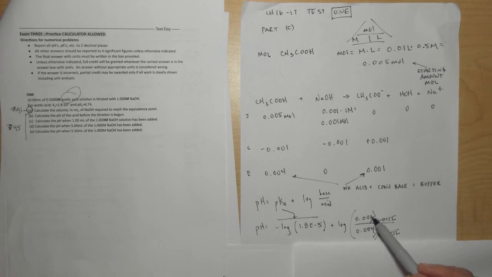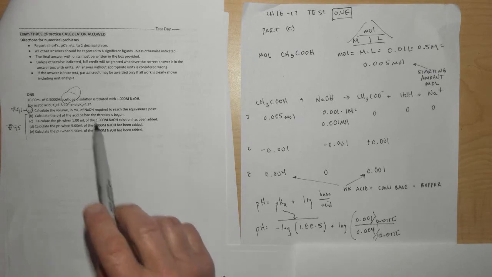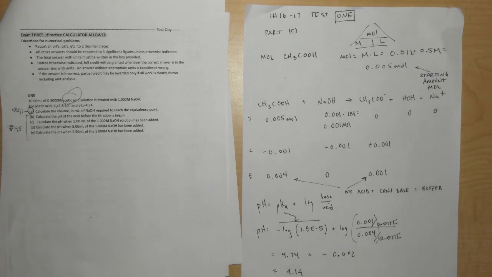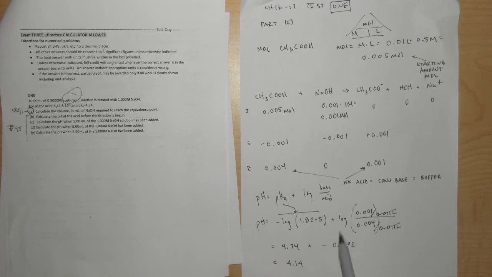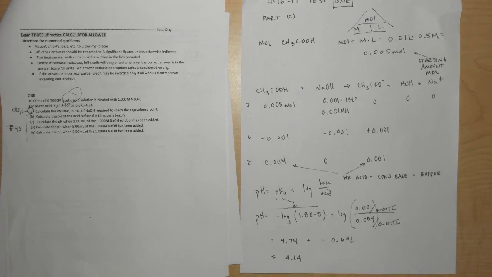So my math took 0.001 divided by 0.004, took the logarithm of that and added that to 4.74, and I got 4.14 here. Can somebody else do that on their calculator really quick? I got negative 0.602 for this log right here, and then added that negative to the 4.74. Confirmation on that one? Does the math look okay? Just didn't want to make a calculator error on the video here. Hopefully not anyway.